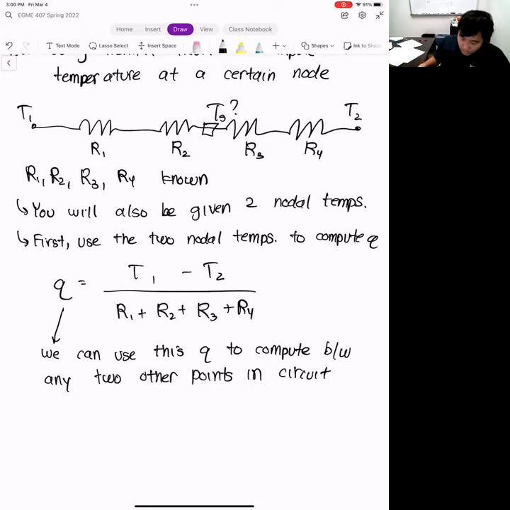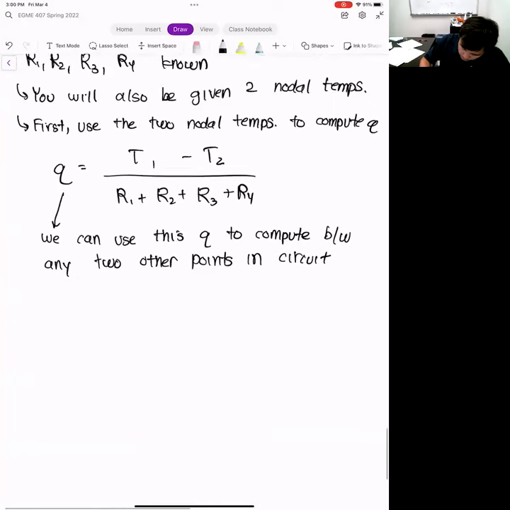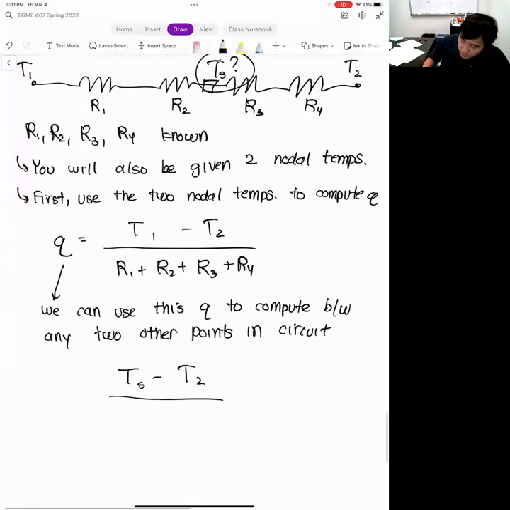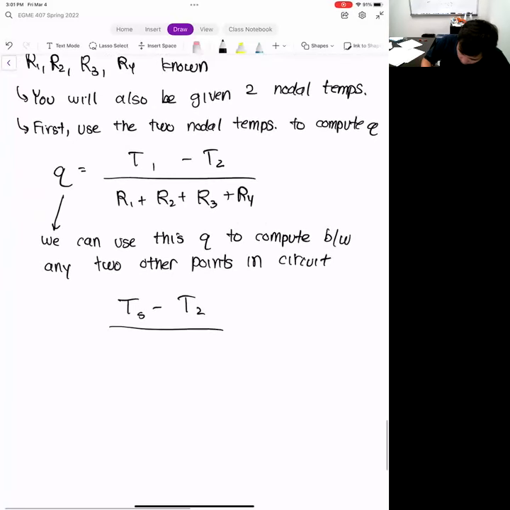Okay. And so for instance, since we're interested in TS, let's take the difference between TS and T2. So TS minus T2. We're going to divide this by the resistances in between them. And so in between them, we only have R3 and R4. This is equal to Q.